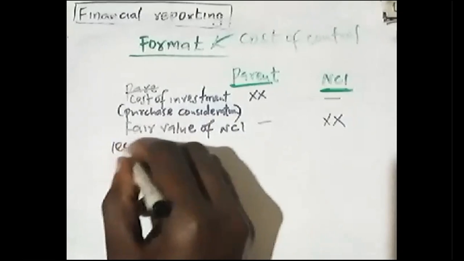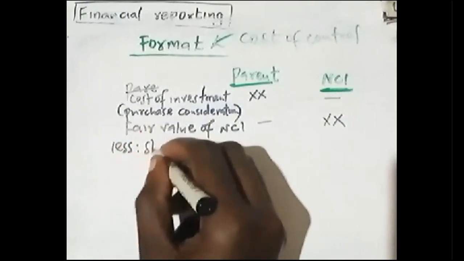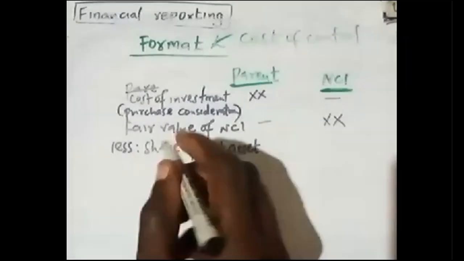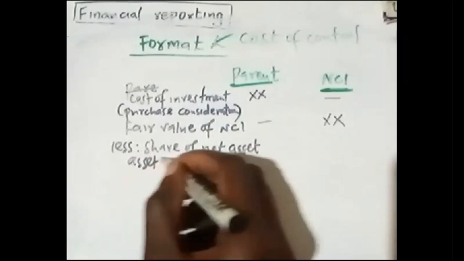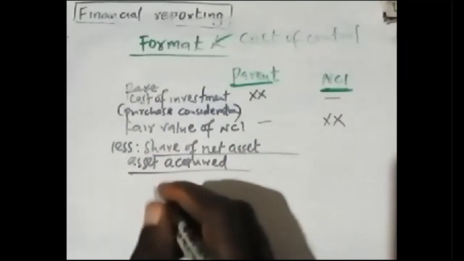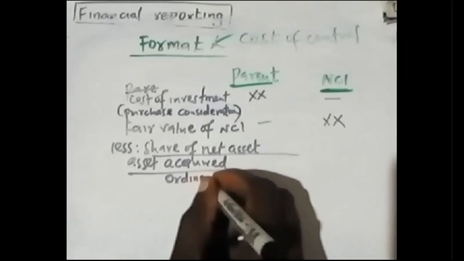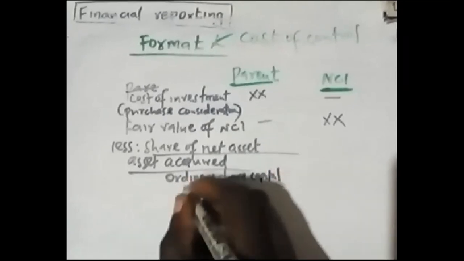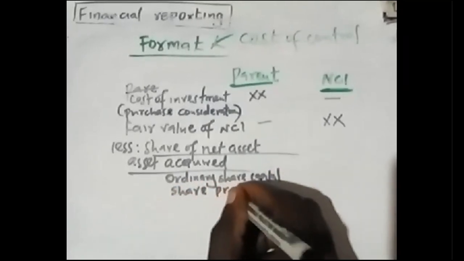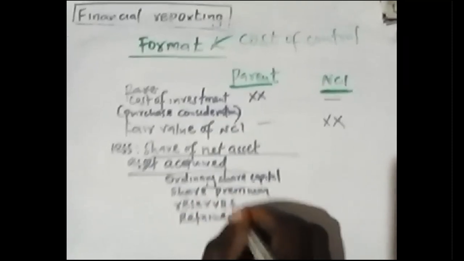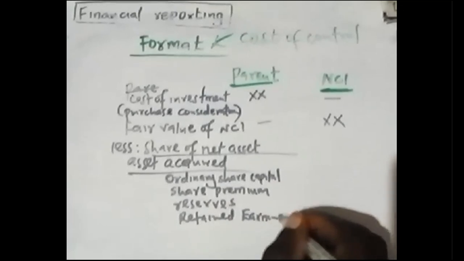The next, we have to raise the share of net assets acquired. Remember that it's now things like ordinary share capital. You have to deal with things like share premium. You have to deal with the reserves. Then you have to deal with the retained earnings.